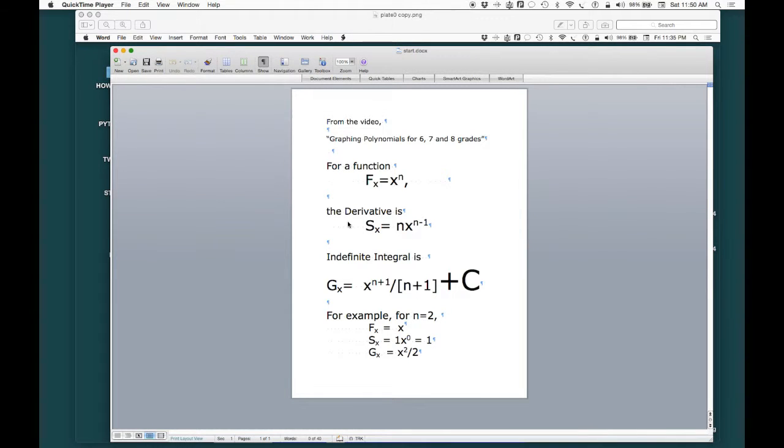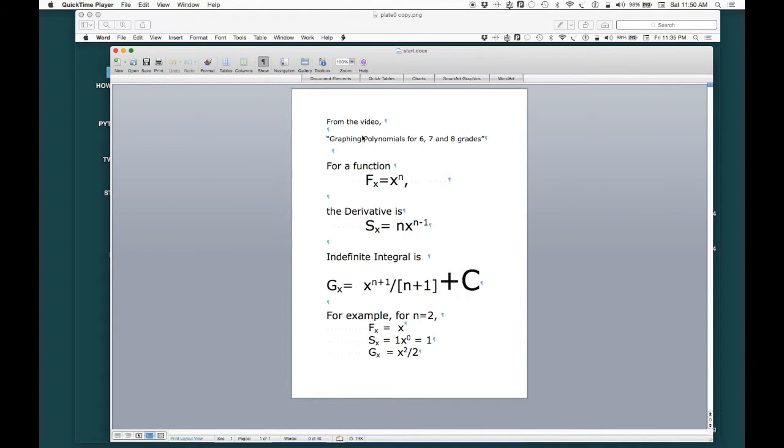From my video, Graphing Polynomials for 6th, 7th, and 8th graders, I show in the beginning the function f of x equals x to the n, and I'm deriving a slope function and a generator function. Now the slope function is a derivative, and I didn't want to show them how that was arrived at, but the Khan Academy derived that by using binomial theorem and limits. And Khan Academy also derived this one by using antiderivatives.